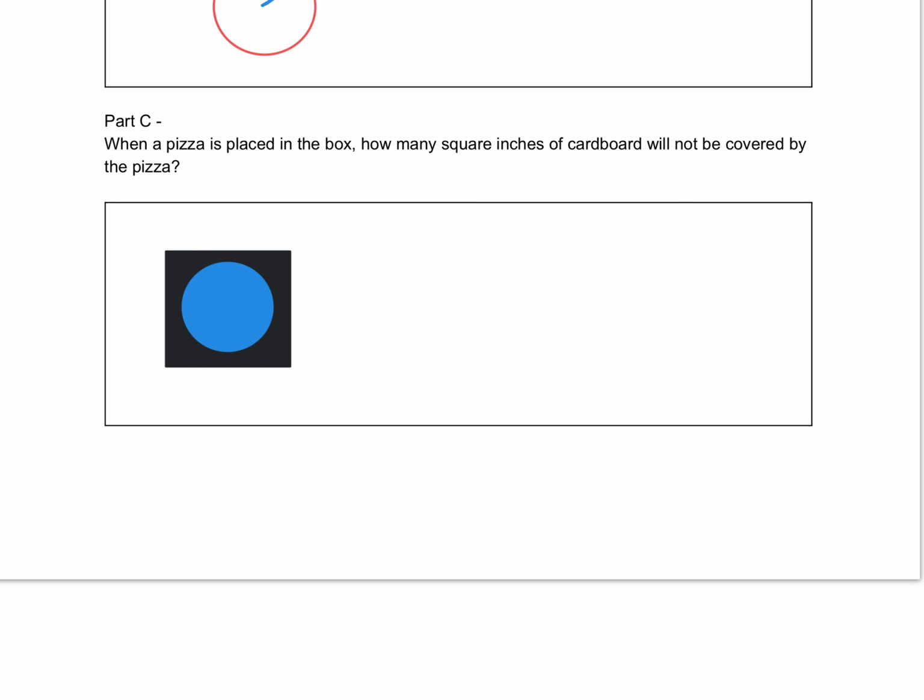In part B, we said that the diameter was 14 inches. Now, remember how we said that there was also a half inch of space between the box and the pizza, and that is in every single side. So now the length of the square is actually 15 inches, because you have 14 inches plus a half inch plus a half inch, that gives you 15. And since this is a square box, we know that the height is also going to be 15 inches.